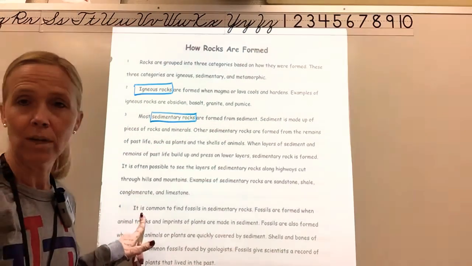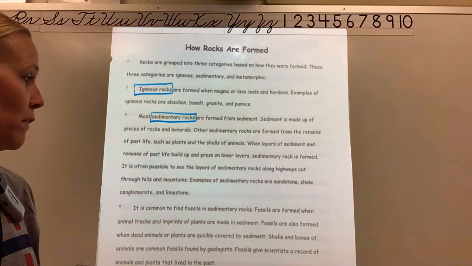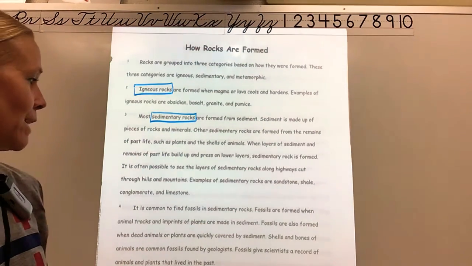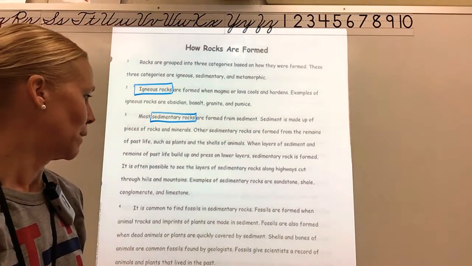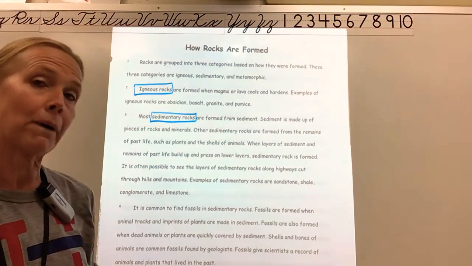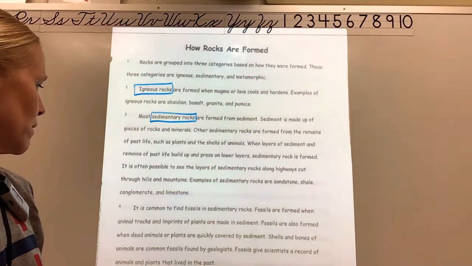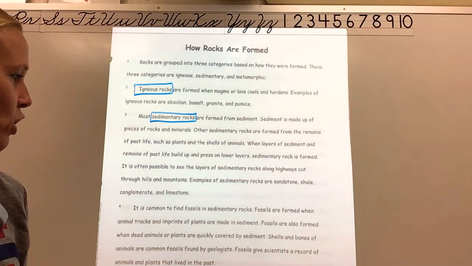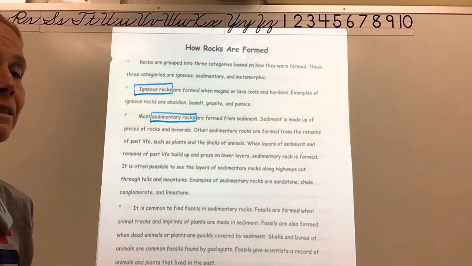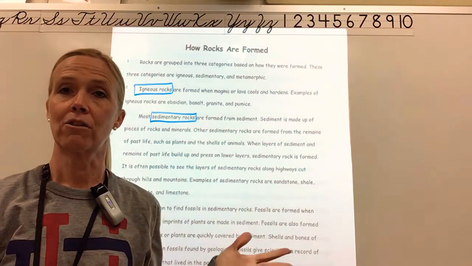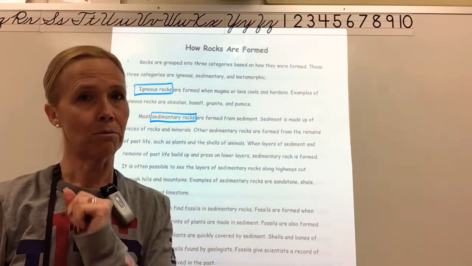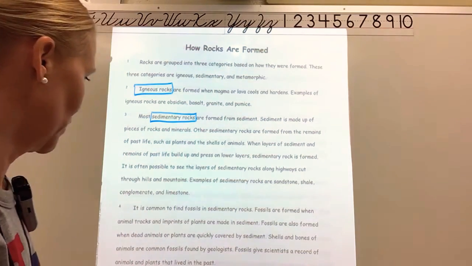And it does go on to tell you about how it is common to find fossils in sedimentary rocks. Fossils are formed when animal tracks and imprints of plants are made in sediment. Fossils are also formed when dead animals or plants are quickly covered by sediment. Shells and bones of animals are common fossils found by geologists. Fossils give scientists a record of animals and plants that lived in the past. It's a great way to discover things that maybe aren't discovered yet. That's why I tell you, go be scientists and maybe you'll discover something really cool.